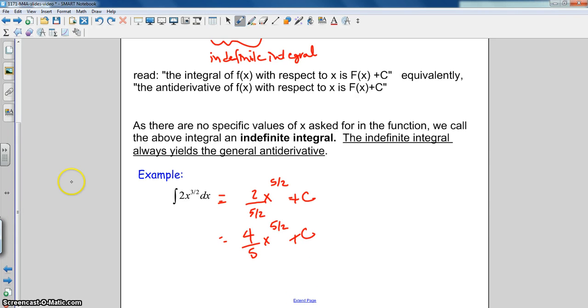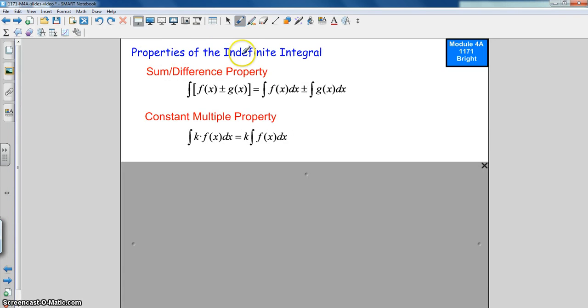Now there are a couple of different properties of indefinite integrals, just as we had with differentiation, and really these rules stem from differentiation. If we have a sum or difference of two functions, we can compute their indefinite integrals separately. Constant multiple: if we have a constant times a function, just pull that out and compute the antiderivative as normal.